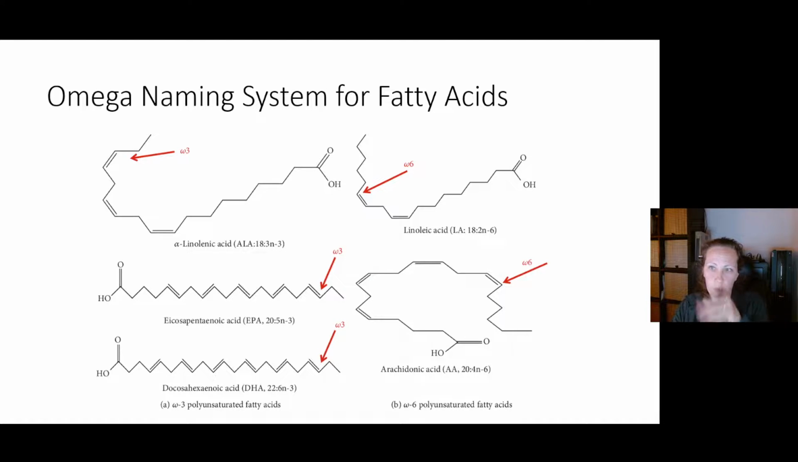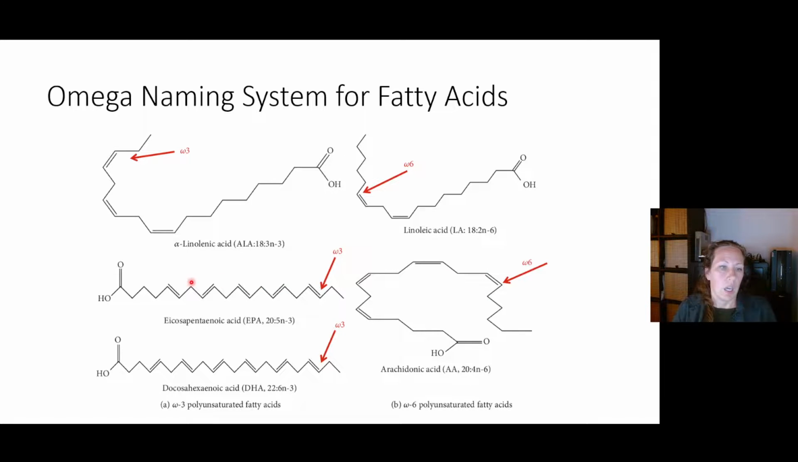Now, our bodies are pretty good at converting linoleic acid to arachidonic acid. There's a reason all of these are on here, because they're all important fatty acids. So this one is not essential at all. As long as we have linoleic, we can produce arachidonic. We need arachidonic, but our bodies are able to produce it.